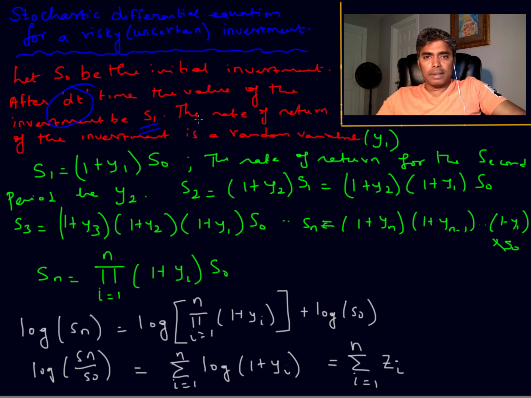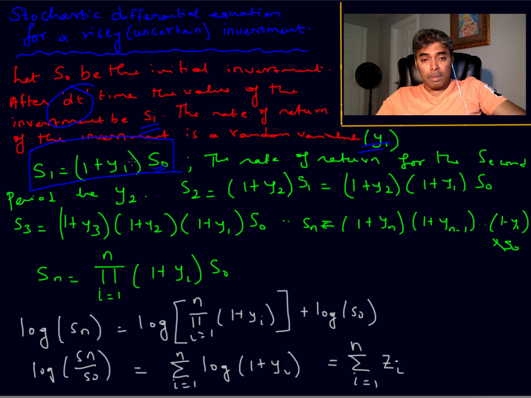But here, in the risky investment, the rate of return is not certain, so there is randomness in it. The rate of return is represented by a random variable y1. So at the end of the first duration dt, the value of the investment is going to be 1 plus y1, which is a random variable, times S0, the initial investment.